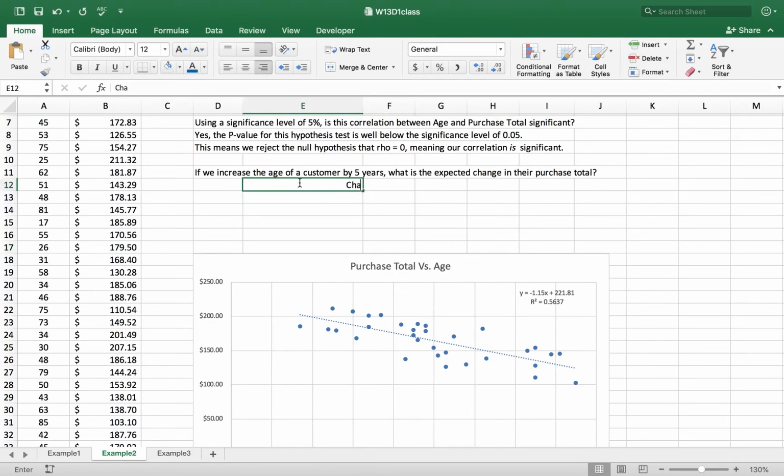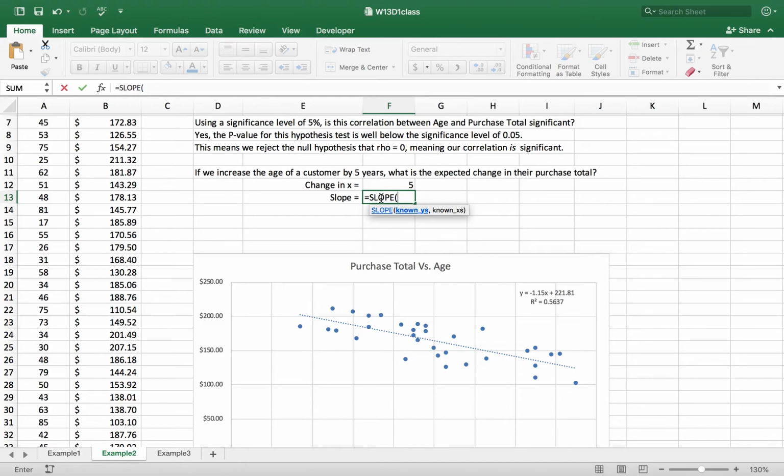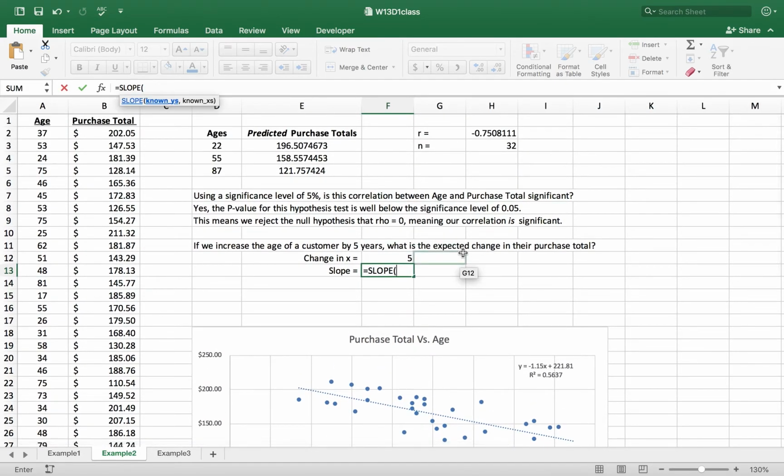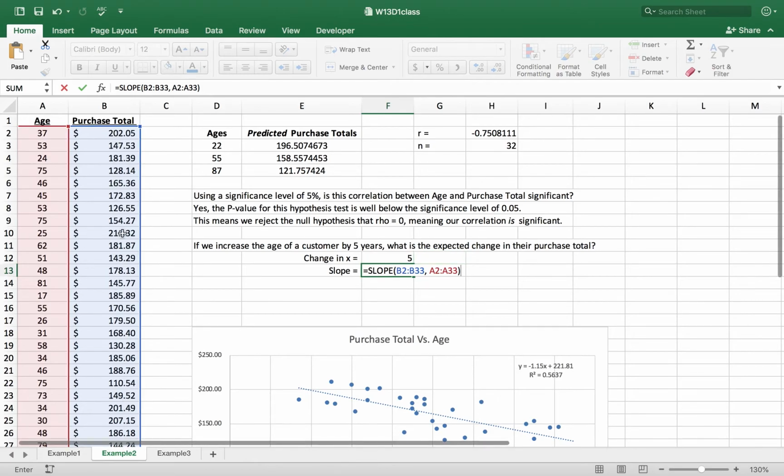So what do we know here? Well, our change in x is going to be equal to 5 years. What's the slope that we're going to use for our regression line? Well, we could either read it from our plot if we decided to show our equation on the plot, or remember you can use the SLOPE command in Excel to get this as well. So this would be B2 out to B33, A2 out to A33. And again, remember, it's critical that the response variable comes first, and then the predictor variable comes second. So y's have to come first, x's have to come second.